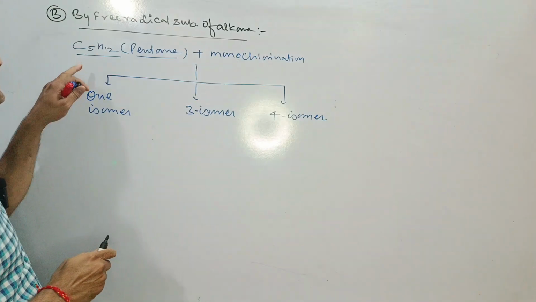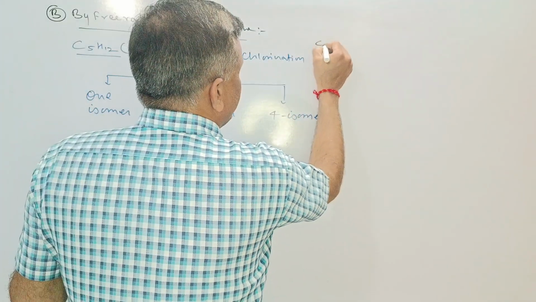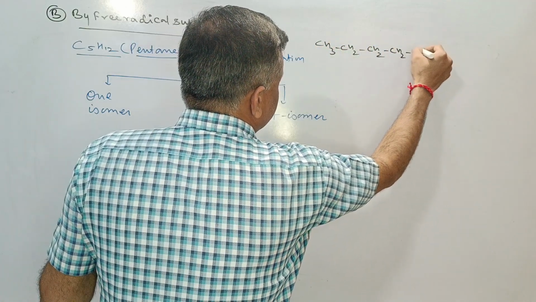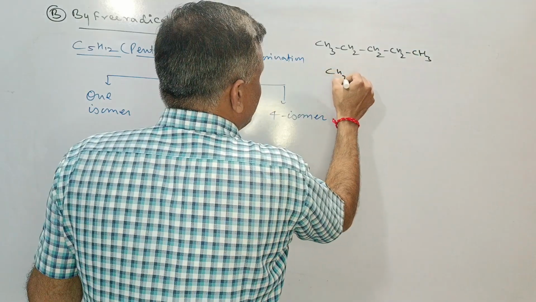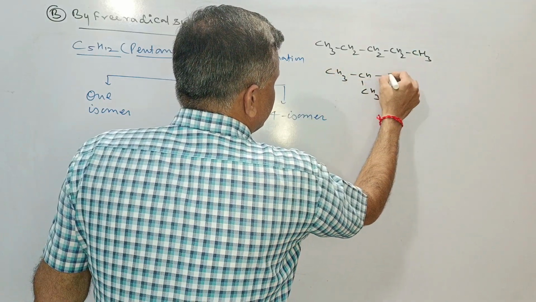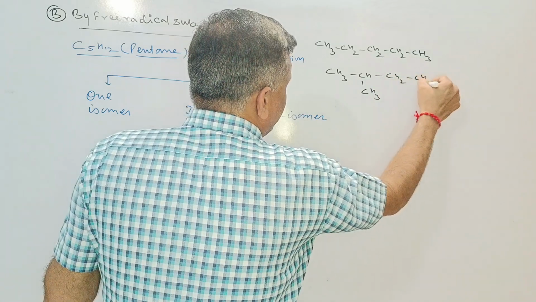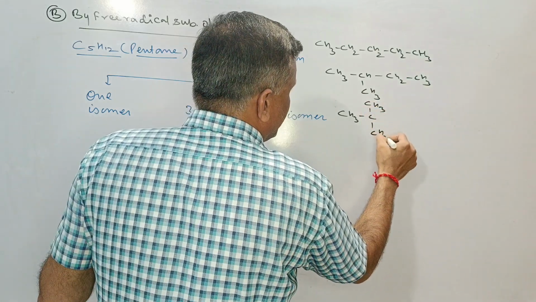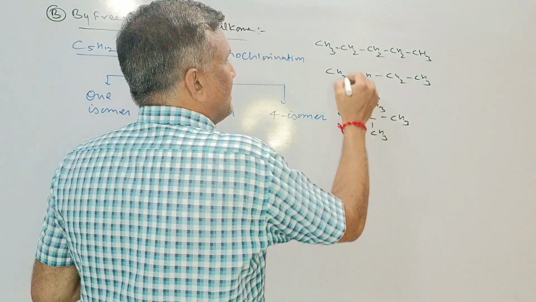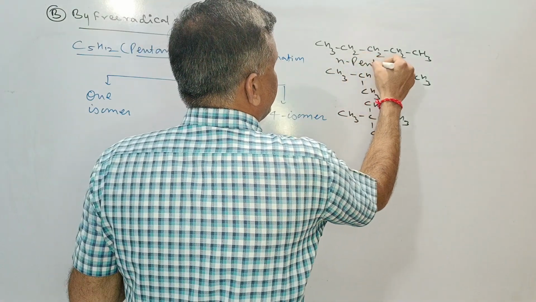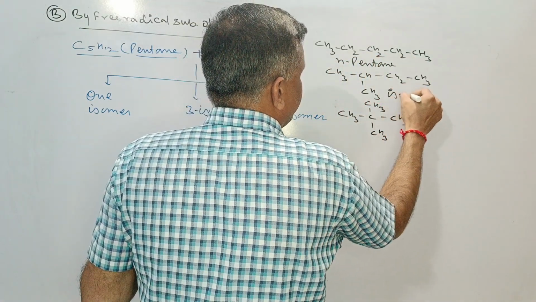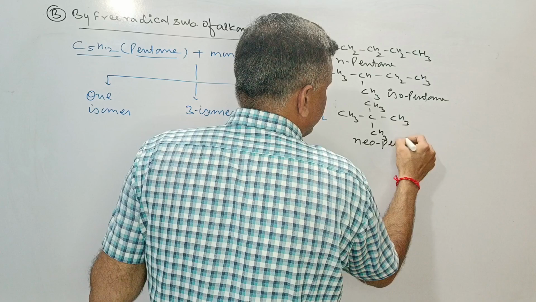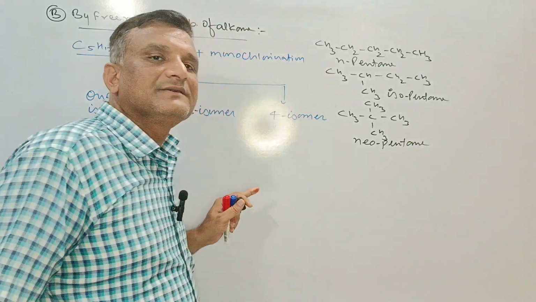If we go with C5H12, then there will be three possibilities. One is n-pentane, another is isopentane, and this is neopentane. For C5H12: n-pentane, isopentane, and neopentane. These are just the three isomers.